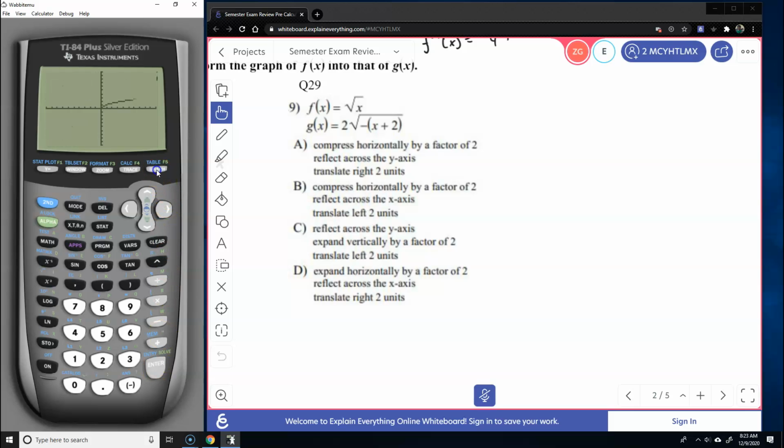So here is the parent function, and here is the trace button, and you notice that that negative is going to reflect it over the y-axis. The 2 is going to shift it to the left, and that 2 in front of the radical is going to go ahead and do a vertical stretch. So I expect you to draw this to the best of your ability.